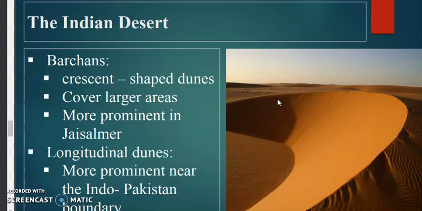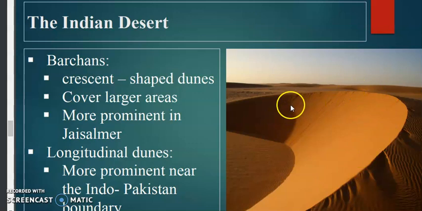This is the picture of a sand dune. Sand dunes, like I said, are hills made by sand. Different kinds of sand dunes are present in the Rajasthan desert, like the longitudinal dunes or the barkhans. Now what are barkhans? This is a picture of a barkhan. The barkhan is a crescent shaped sand dune.